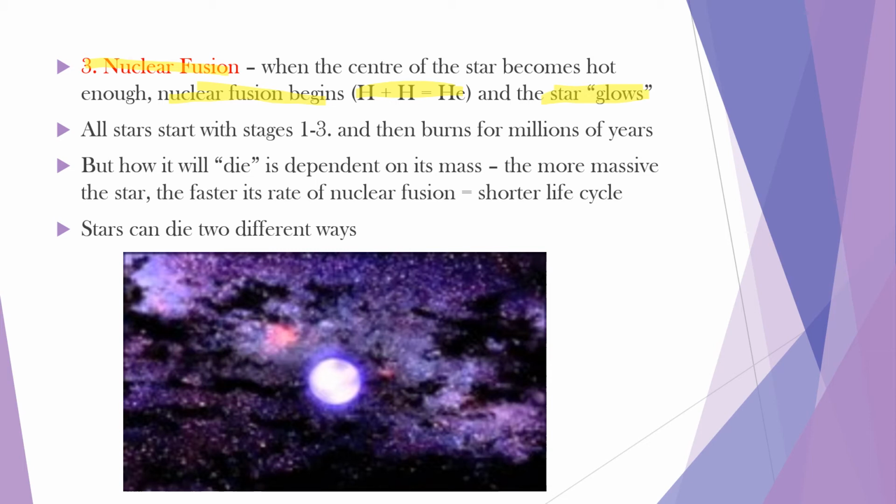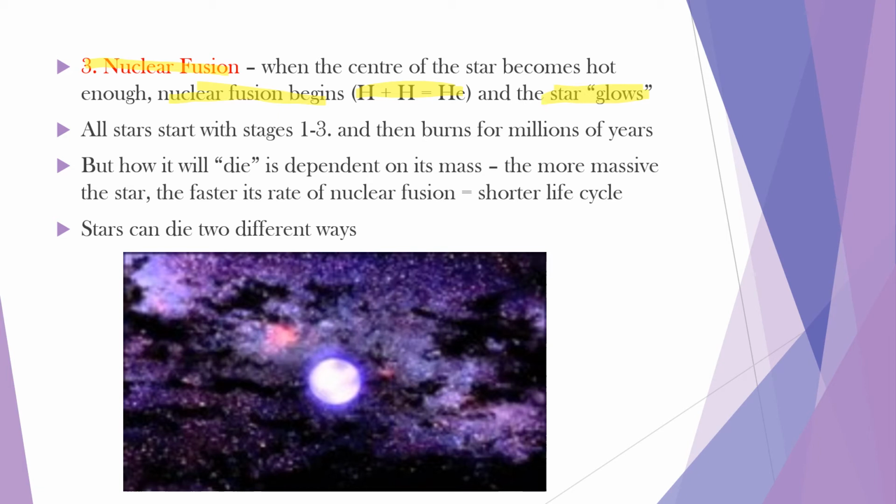Okay, so all stars, no matter the mass of the star, it could be a low mass star or a high mass star, are going to go through those same three stages for the birth of a star. So nebula to protostar to nuclear fusion, where it then starts to burn for millions of years. Okay, so once nuclear fusion starts occurring and those hydrogen atoms are fusing to form helium atoms, the star is burning for millions of years.